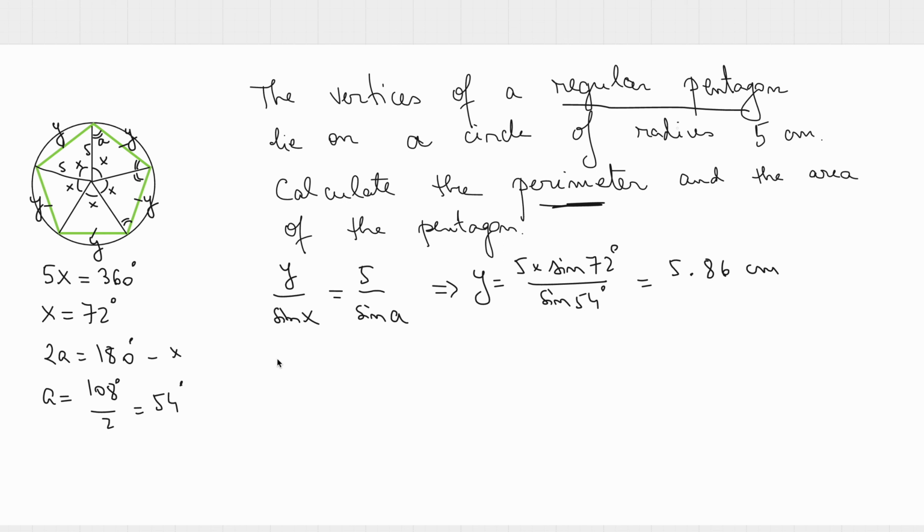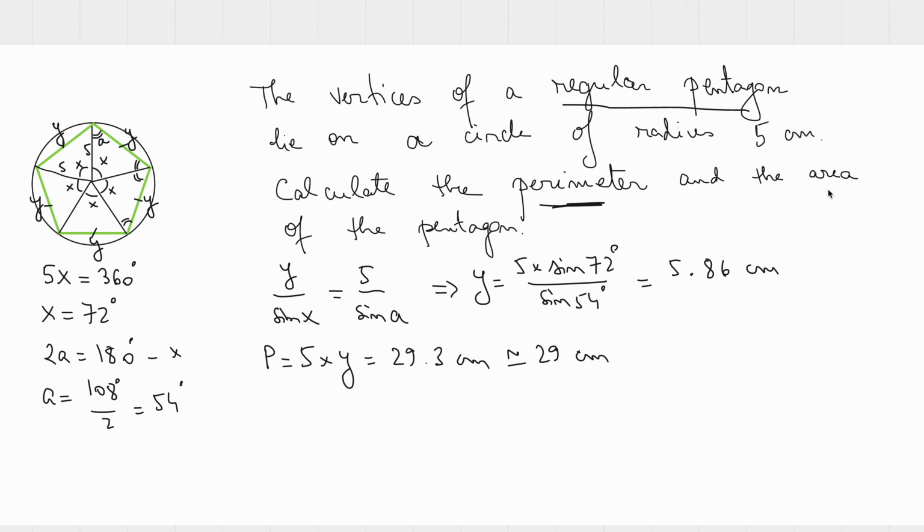Now we can compute the perimeter. In a pentagon we have 5 sides, so 5 times y, and we'll get 29.3 centimeters, which is approximated to 29 centimeters. This is to the nearest centimeter.